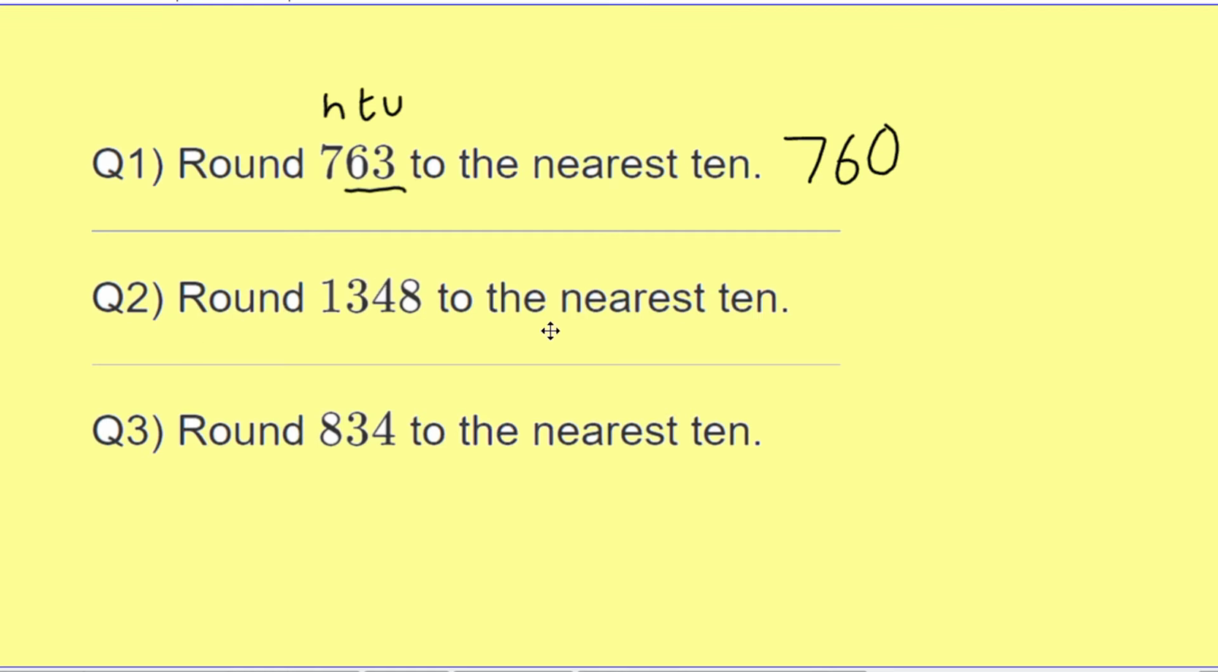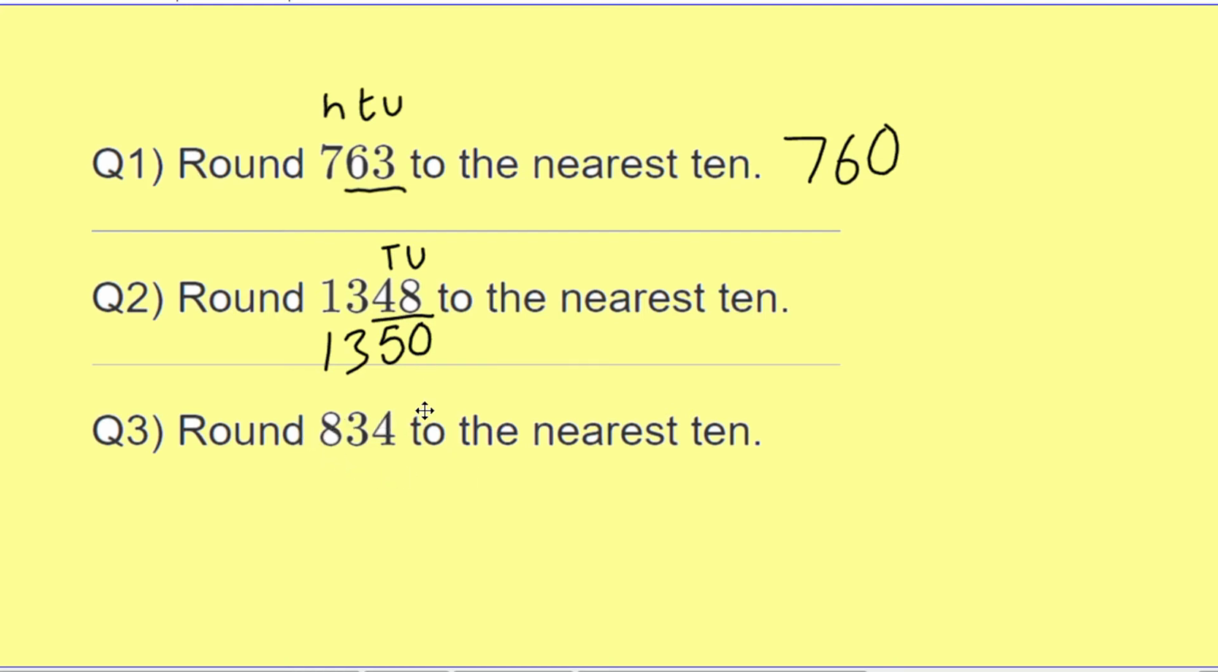And this one's the nearest 10. We've got 1, 3, 4, 8. So we're looking at the tens and the units. So tens and units, 48 rounds up to 50. And the numbers before stay the same. So 1, 3, 5, 0.